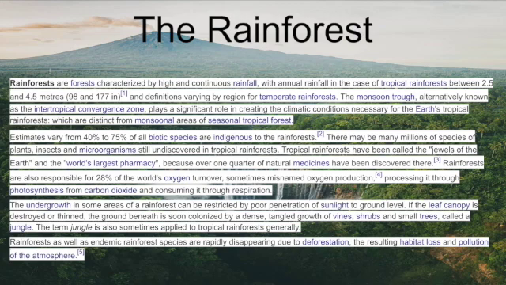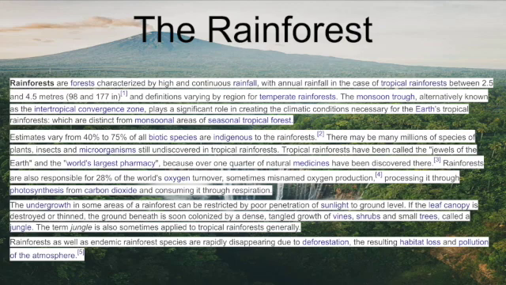The monsoon, alternatively known as the Intertropical Convergence Zone, plays a significant role in creating the climatic changes necessary for Earth's tropical rainforests, which are distinct from monsoonal areas of the seasonal tropical rainforest. Now, I did just copy and paste this from Google, but this is just some good information that I wanted to give about my ecosystem.